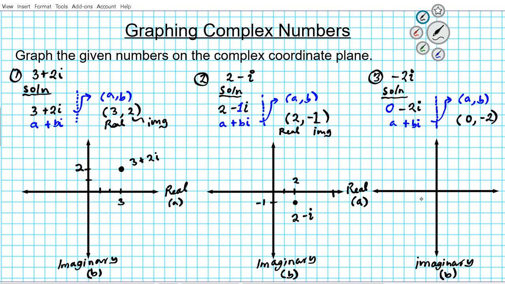We just use this right here, okay? So just go down, 0, negative 2, just go down 2 units, 1, 2. Right here, ladies and gentlemen, this is the complex number negative 2i. Okay? All right, so now what if you're given the graph of a complex number on a complex coordinate plane, and you're to determine what complex number is graphed? Let's take a look at that.